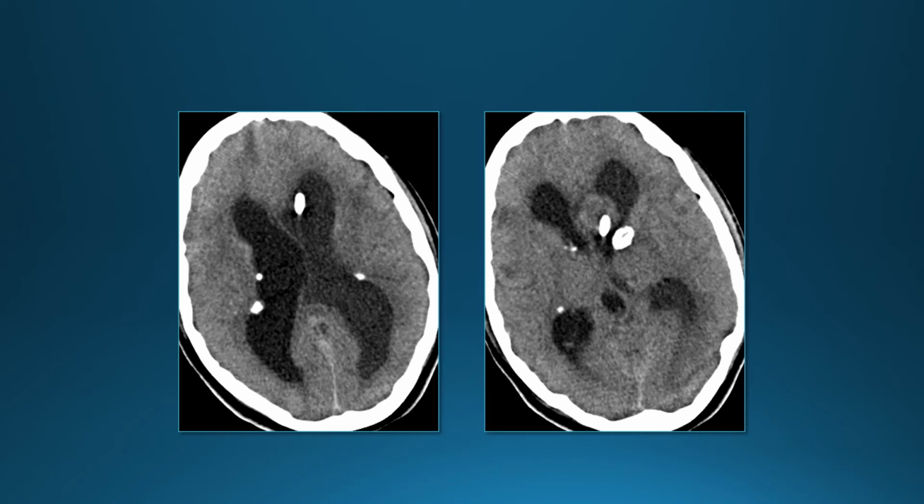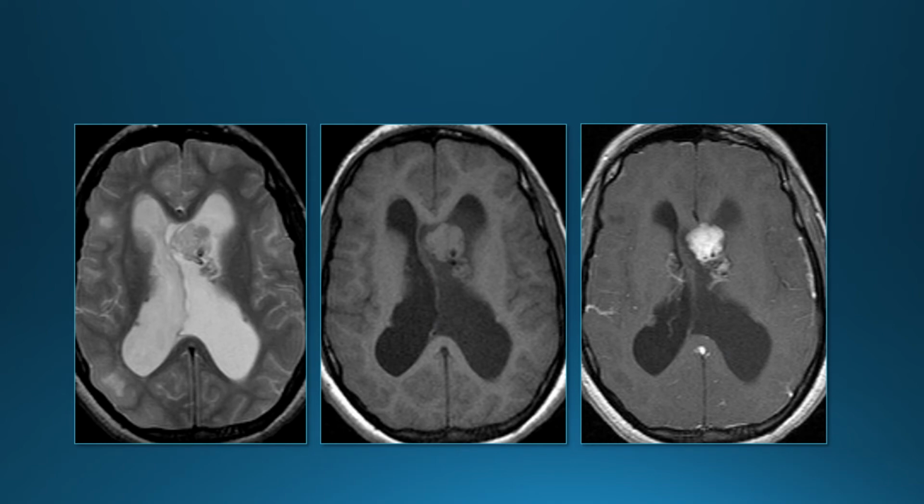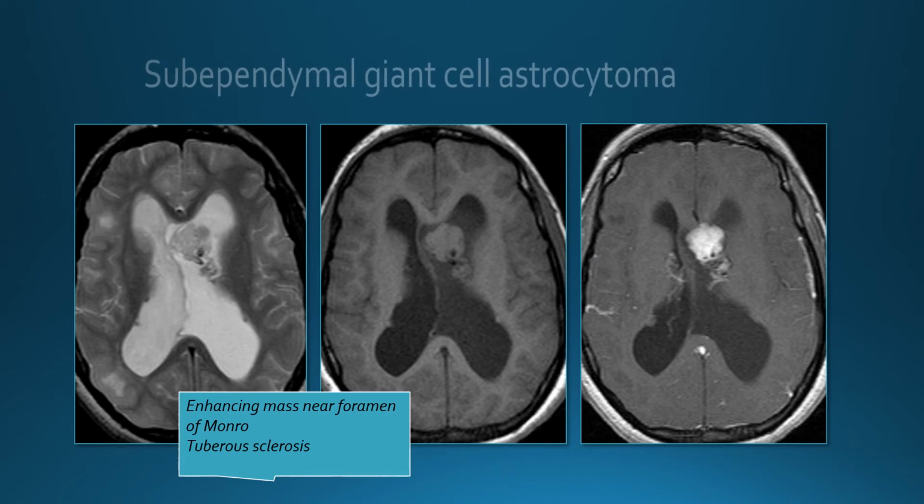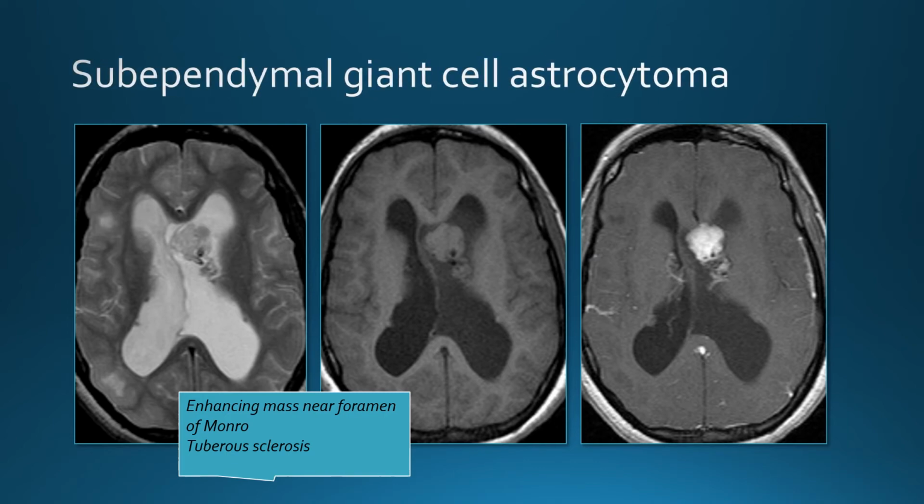On the CT, we can see numerous subependymal calcifications, indicating the patient has tuberous sclerosis. We see a shunt catheter here. Here's T2, T1, and post-contrast T1. Enhancing mass at the foramen of Monro in a patient with tuberous sclerosis. This is a subependymal giant cell astrocytoma.